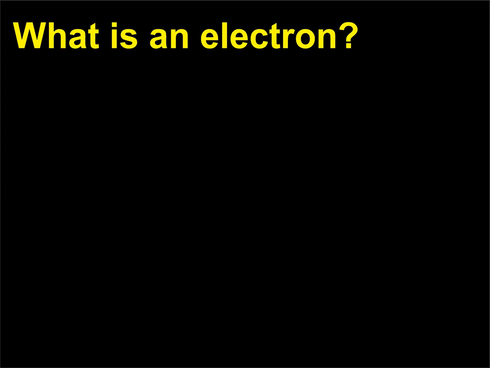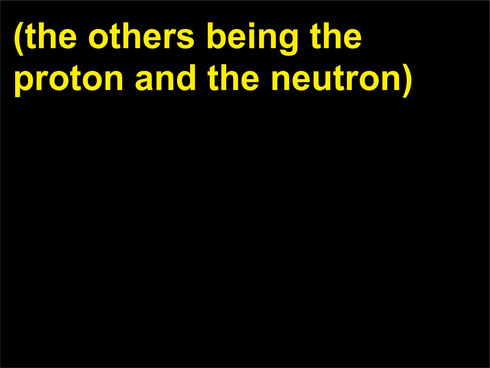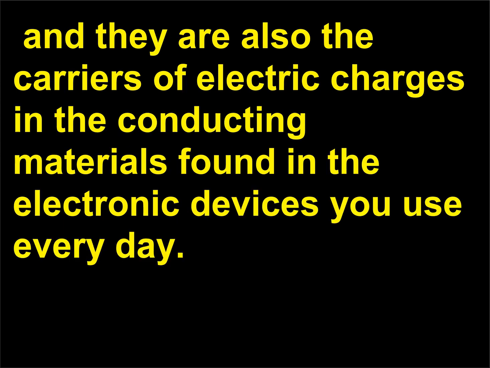What is an electron? The electron is a negatively charged subatomic particle, and it is one of 3 main subatomic particles, the others being the proton and the neutron, that make up atoms. Electrons are responsible for bonding atoms together to make molecules. And they are also the carriers of electric charges in the conducting materials found in the electronic devices you use every day.